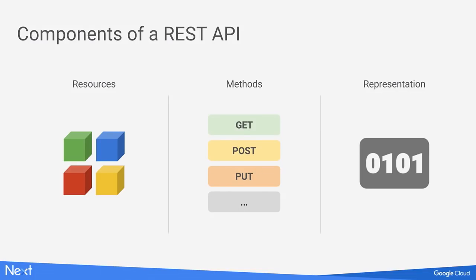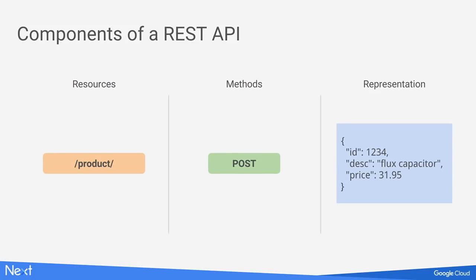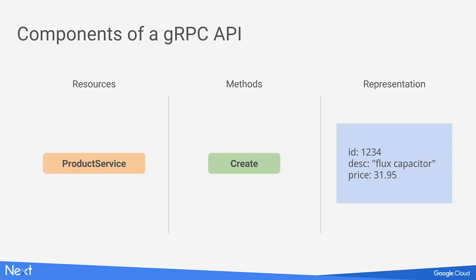And finally, we have the representation. And representation, in the case of REST APIs, is normally JSON. So for example, we could have here our /product that represents our resource, so all the products that we have. If we do a post and send this JSON here, what we're doing is we're creating a new resource with that post method. Pretty simple. Now, this is REST, right? This is not REST. This is gRPC. But with gRPC, you can actually do things that are very, very similar to REST.